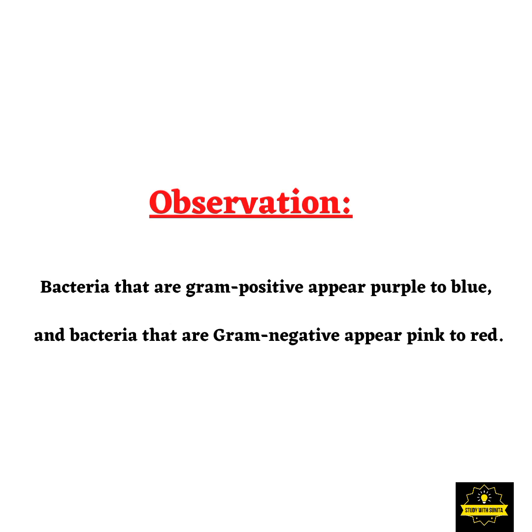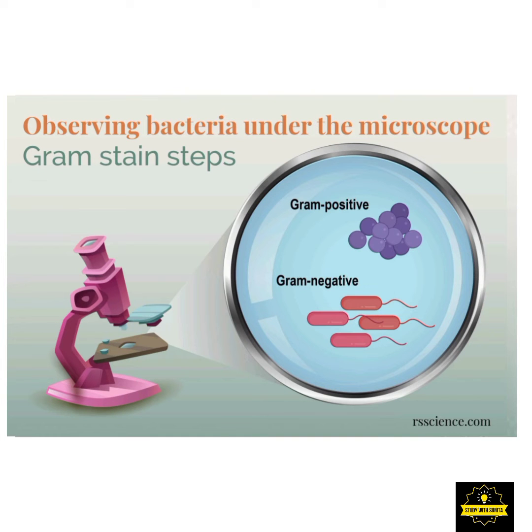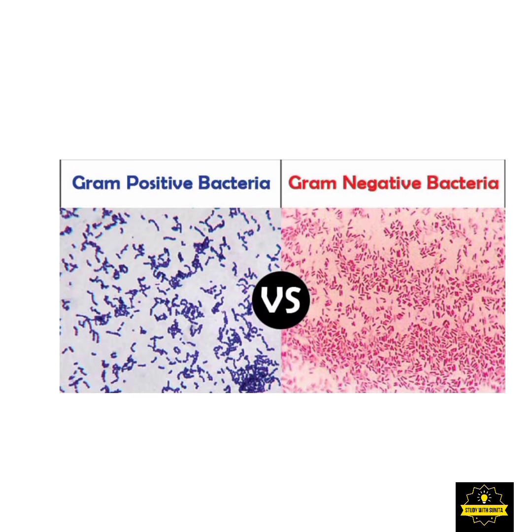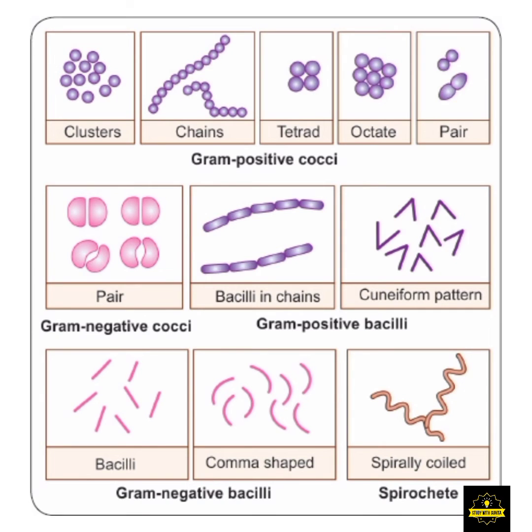Observation of gram staining. Bacteria that are gram-positive appear purple to blue, and bacteria that are gram-negative appear pink to red. The different shapes of bacteria are given below.